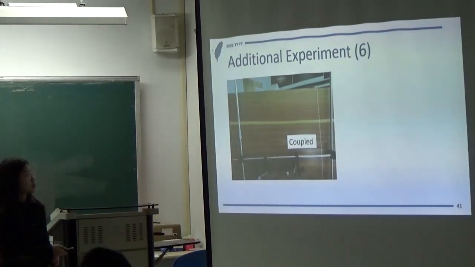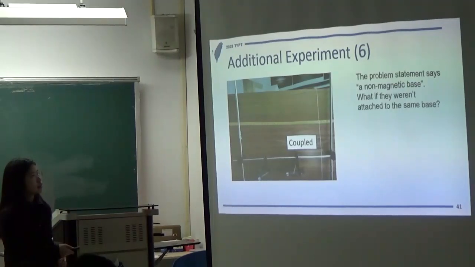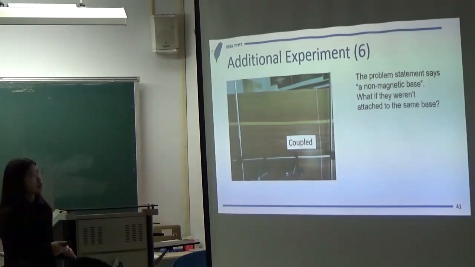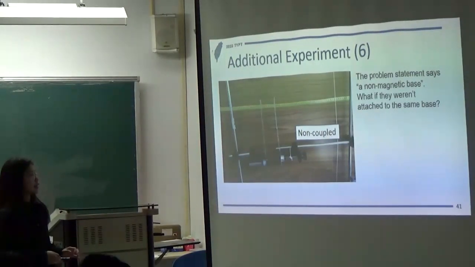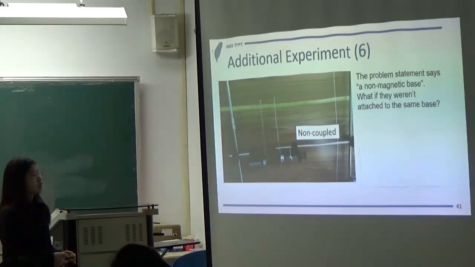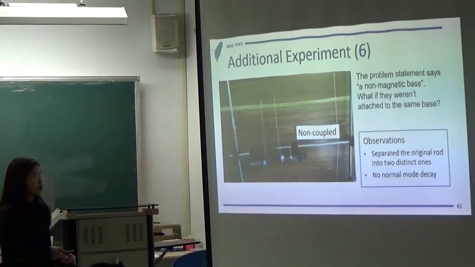And so additional experiments. Here, our phenomenon is on the same rod, so it's coupled. And the problem statement states that it's a non-magnetic phase. But what if they weren't attached to the same phase? So we also investigated it when they're not coupled. And so essentially what happens is that we separated the original rod into two distinct ones, and there is no normal mode decay as indicated.